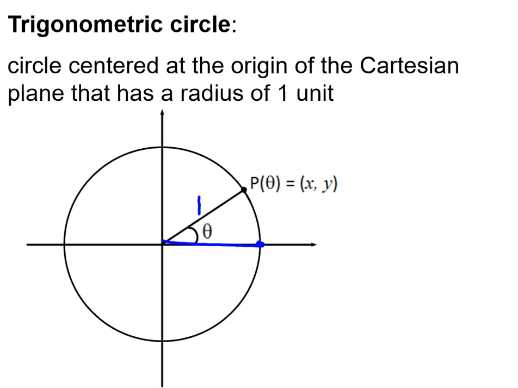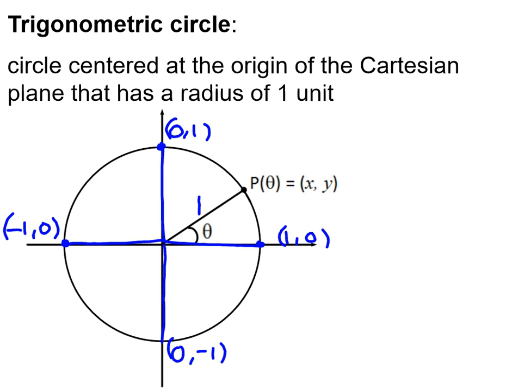So I'm going to be able to find the point that is here, which is (1, 0), or also this one up here, which is (0, 1). And the one here, this is also 1, so that's going to be (-1, 0). And at the bottom here, this is also 1, so that's going to be (0, -1).